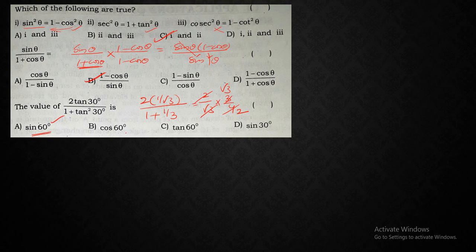Okay. Cos 60 is 1 by 2, so this is not okay. Tan 60 is root 3, not okay. Sin 30 is 1 by 2, not okay. So answer is option A.